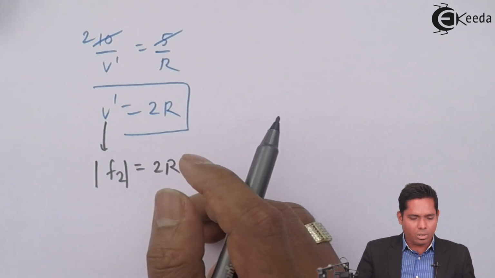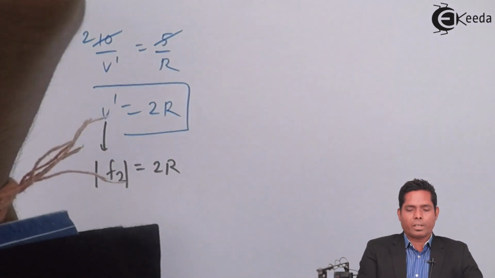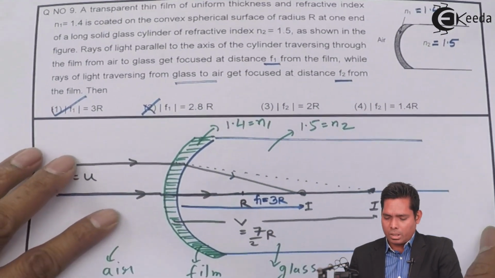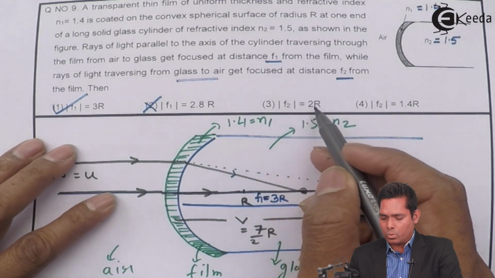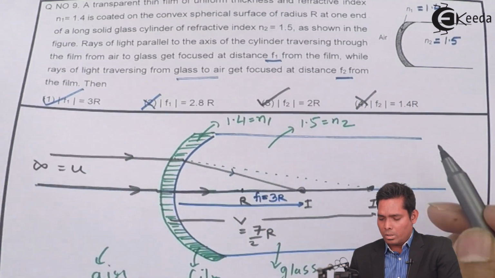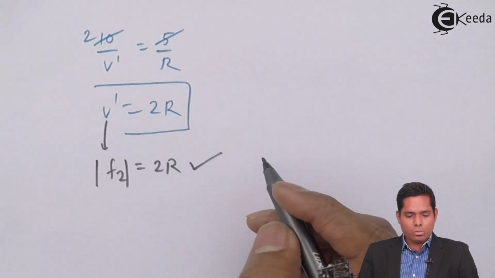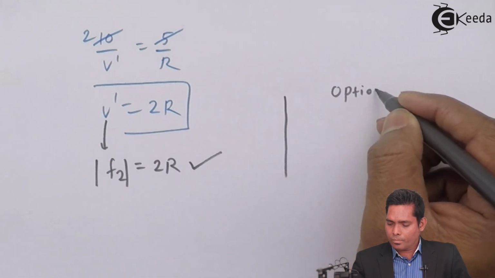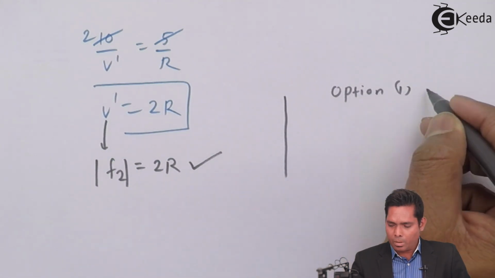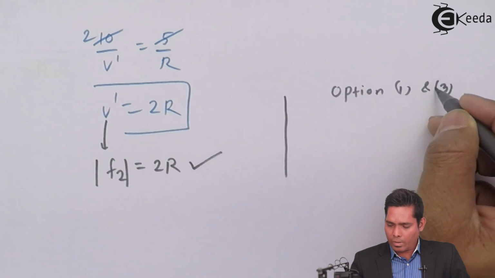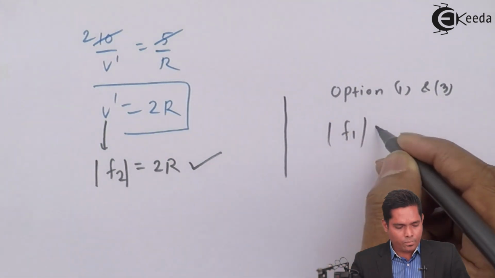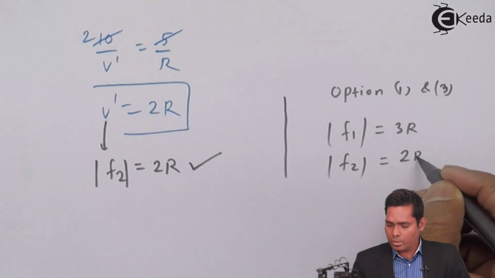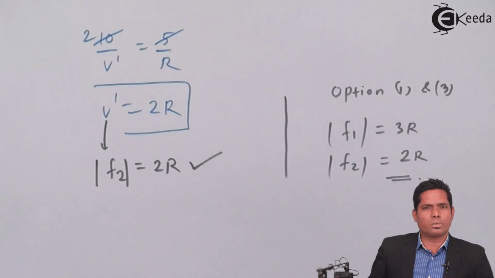So if I check the question, which one is correct, you can see that the magnitude of f2 is 2r. This is correct, and this is obviously wrong. So 2r is correct. So we have got two options correct, option number 1 and option number 3, where magnitude of f1 is 3r and magnitude of f2 is 2r. This is the answer to this question. Okay, thank you.